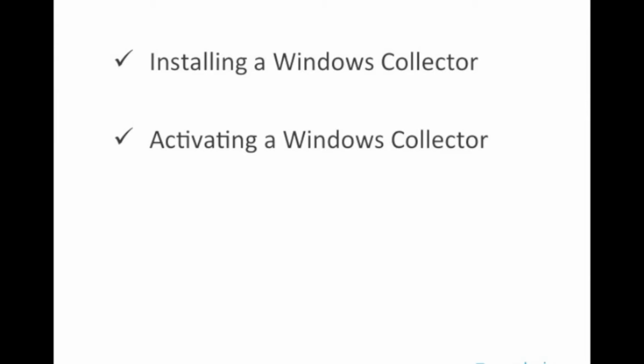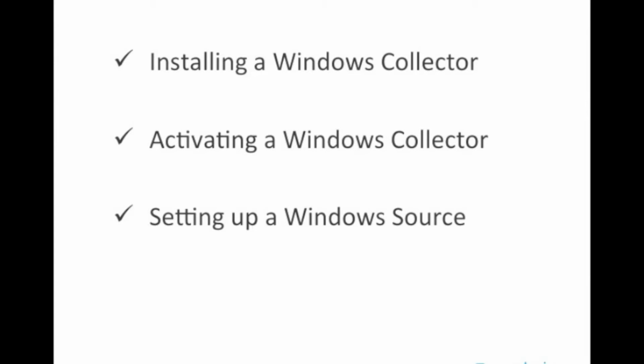Let's talk about what we're going to cover in this video. First, we'll start with installing a Windows collector, and then activating that Windows collector with the activation code, and then setting up a Windows source once it's been installed and set up.